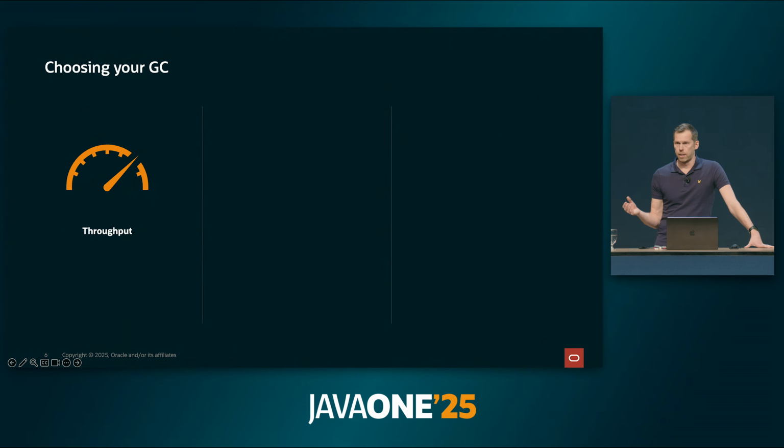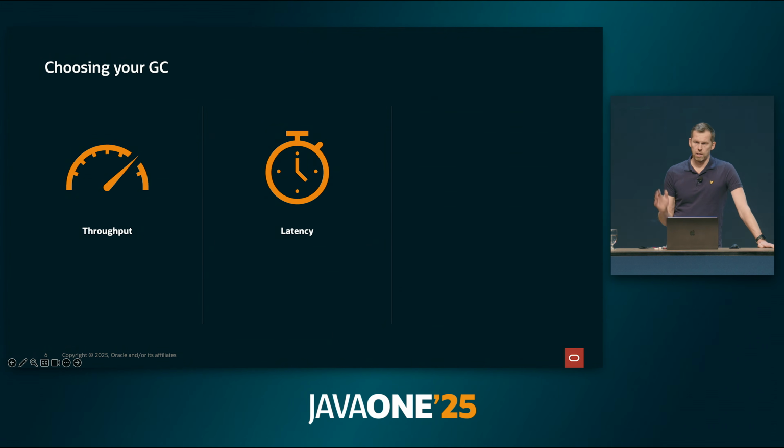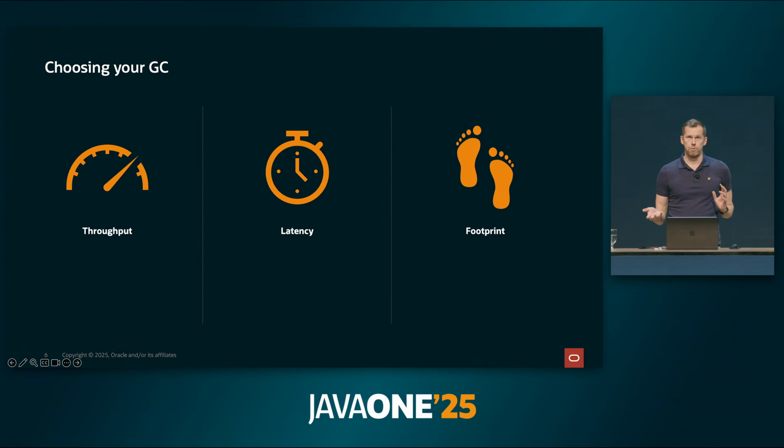The first being throughput. Do you care mostly about throughput? And what we mean by that is the number of transactions that you can complete in a set amount of time. Then we also have latency, which is more about a single transaction. Is that affected by, say, for example, a GC pause? The latency can be bad, and the transaction can take a long time. And then we have footprint, the overhead caused by the GC algorithm.